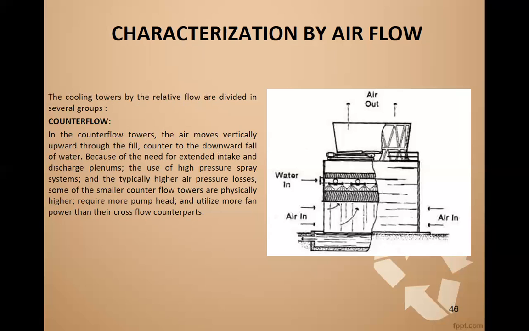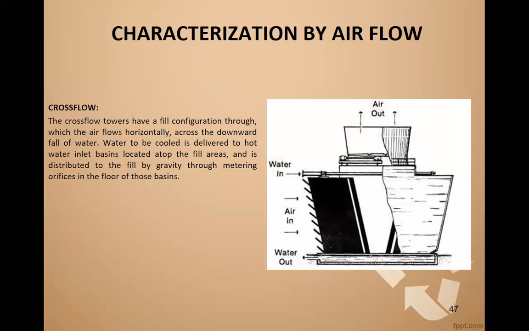So the cross-flow towers have a fill configuration through which the air flows horizontally, across the downward flow of water. Water to be cooled is delivered to a hot water inlet basin located atop the fill areas and is distributed to the fill by gravity through metering orifices in the floor of the basin.